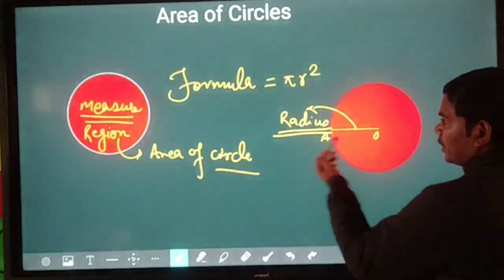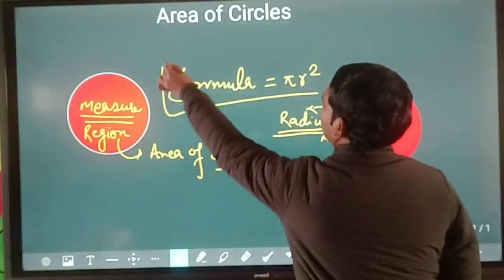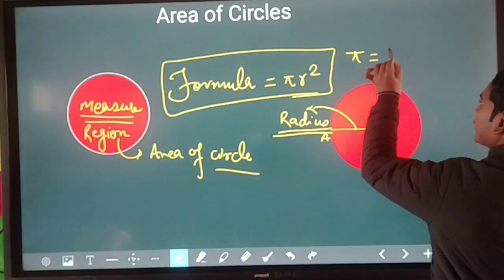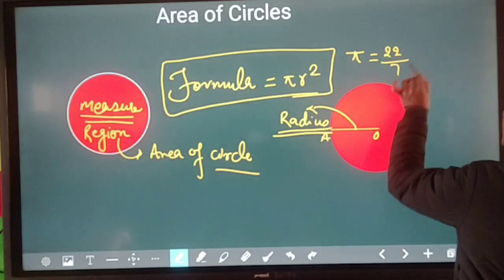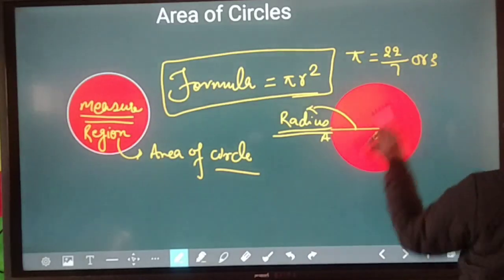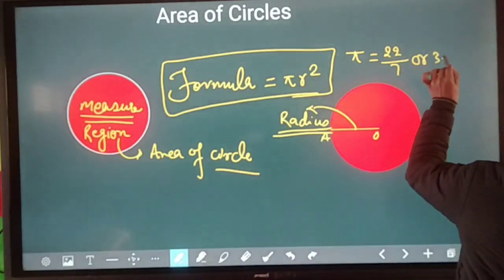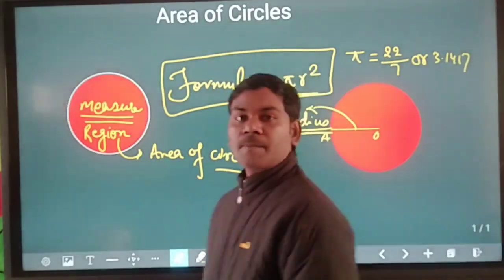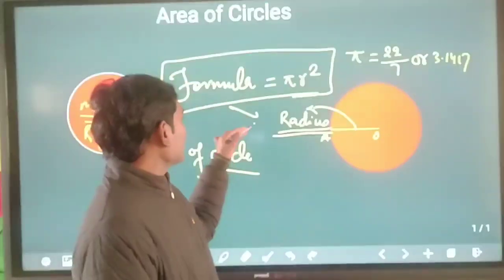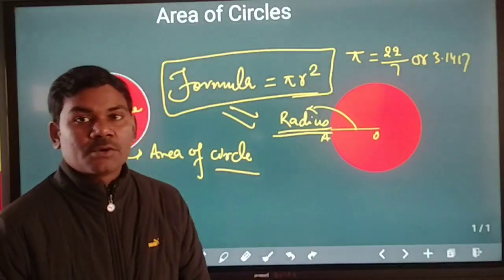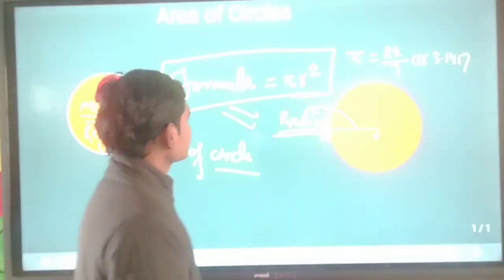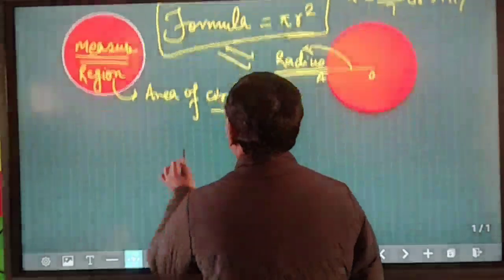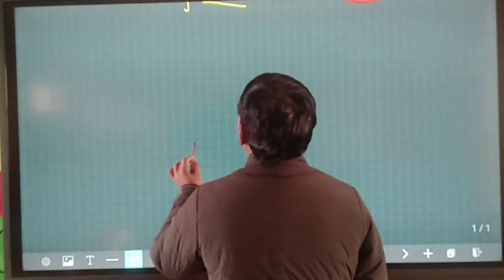So I hope it is clear, and this is its formula, where the value of pi is 22/7 or 3.14, and this is the formula for area of circle. I hope it is clear. Now let's see some questions.